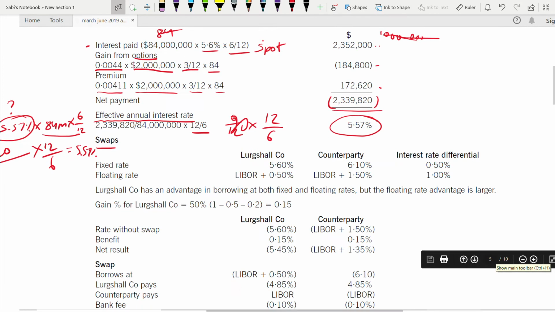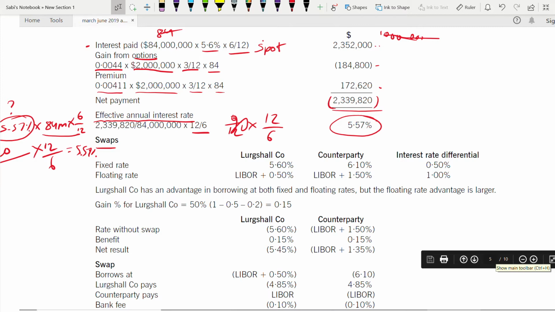So coming to fixed and floating rate. When you're starting with swap, write the floating and the fixed rate of both the parties, the company and the counterparty, and you have to find the difference also. What was the fixed rate for Lakshya company? It was 5.6%. For counterparty it was 6.1%. Floating rate for Lakshya is LIBOR plus 0.5%. For counterparty it is LIBOR plus 1.5%.